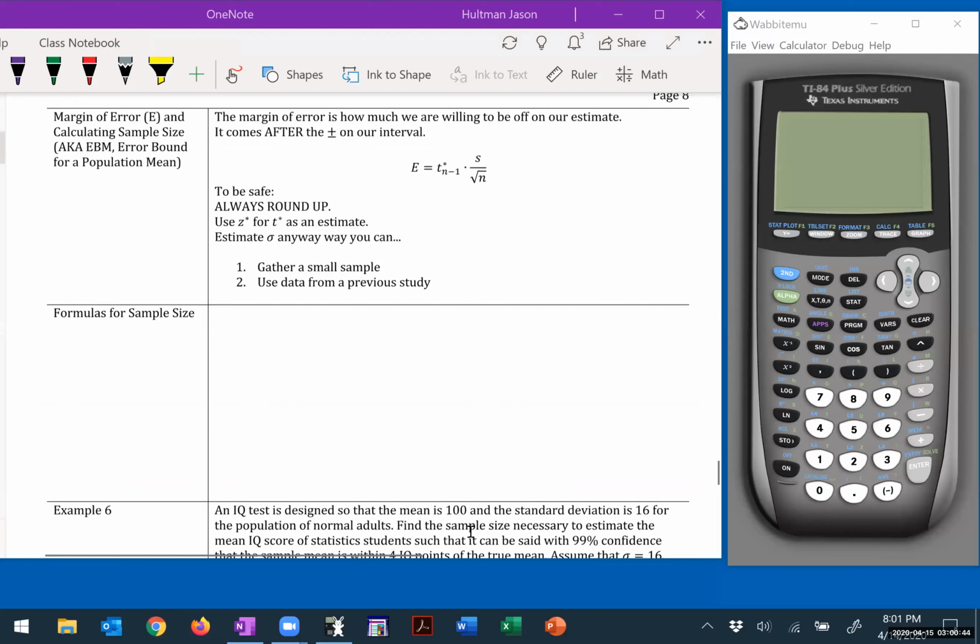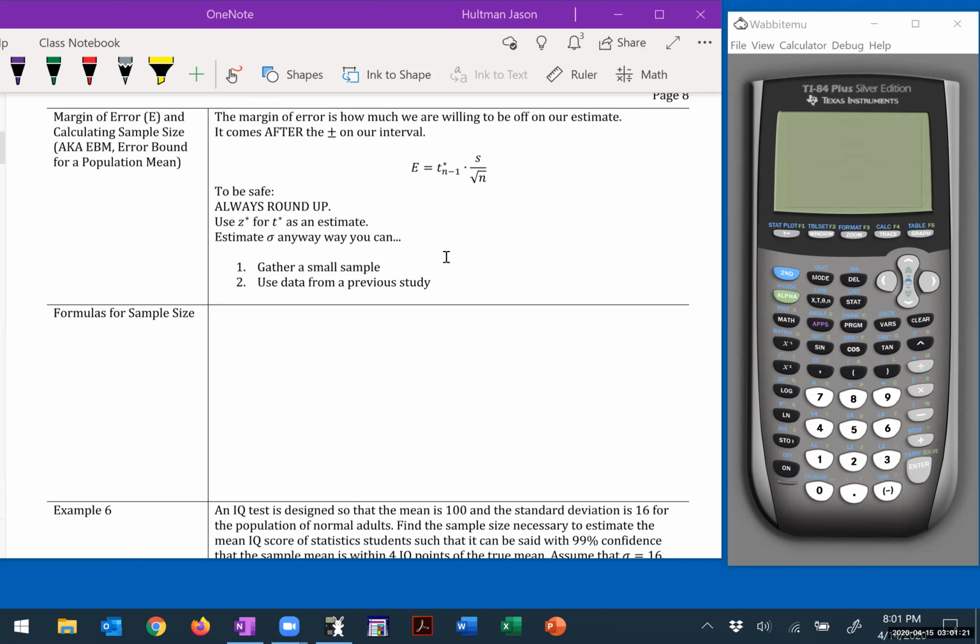Okay, when we went and did our little simulation, the larger the sample, the better approximation we got. That means the error on the distribution is going to be a lot less the higher the sample size. So we want to know how to find the sample size for a given error. Let's look at the formulas for sample size.